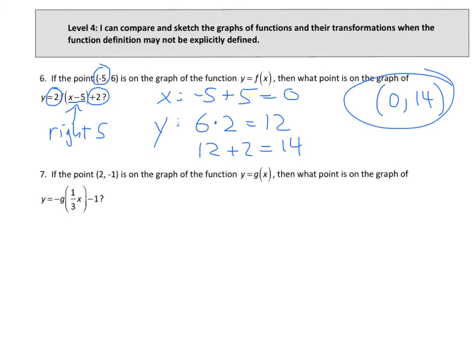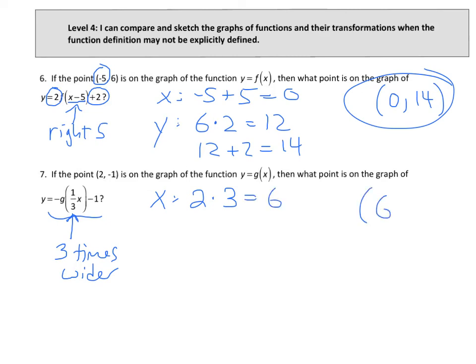Now here's another example. Again, we have an xy pair, 2, -1, and a couple transformations. In this one, if we look at the x value, we have a 1/3 x. Now remember that these are counterintuitive again. A 1/3 actually gets 3 times as wide, so 3 times wider. So we're going to take our x coordinate, which is 2, and we're going to multiply it by 3, and we get 6. So the x coordinate of our new point is 6.